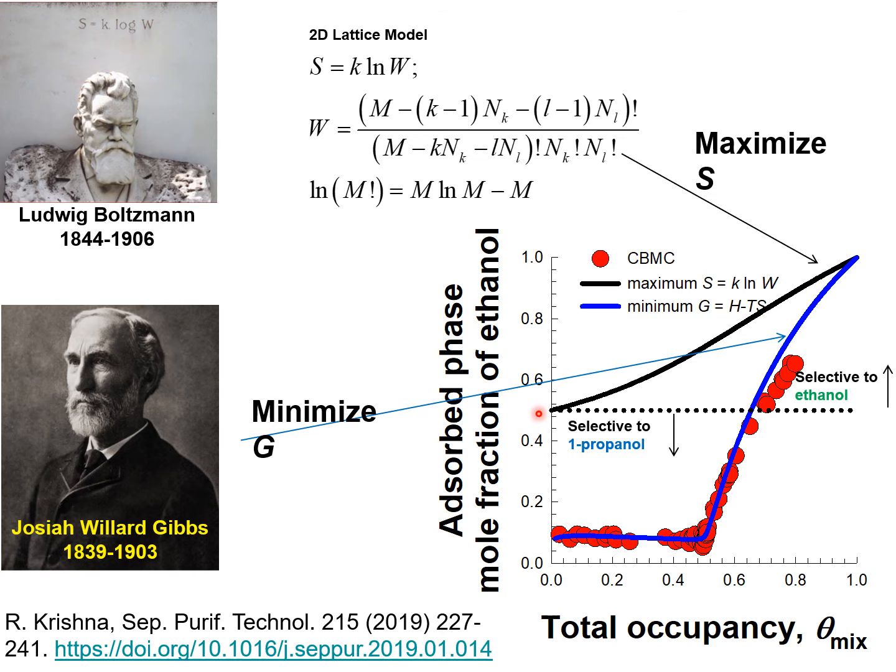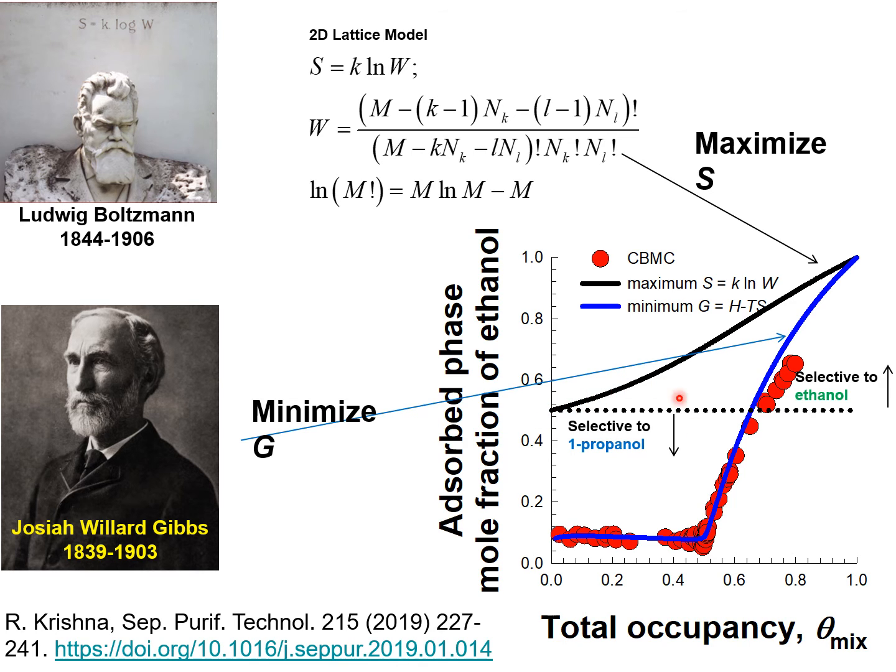At low pore occupancies, there is no entropic preference for either ethanol or 1-propanol. However, as the pore occupancy theta increases, entropy considerations favor the smaller ethanol molecule because there are more ways in which the K-mer, which is ethanol, can be arranged on the checkerboard.